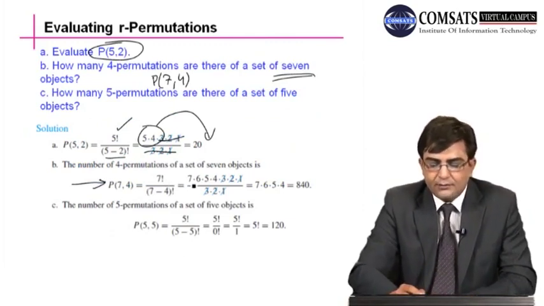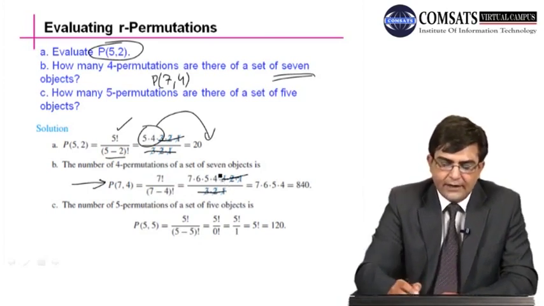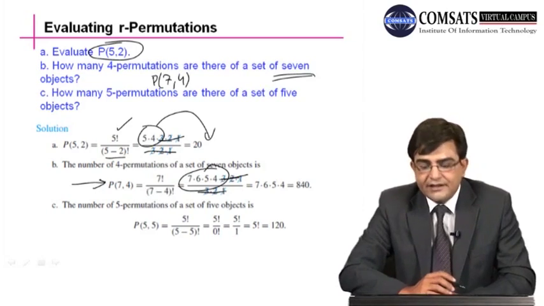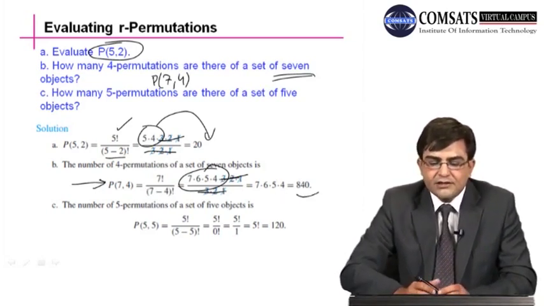7 factorial opens up from 7 6 5 4 3 up to 1, and 7 minus 4 is 3 factorial. So the 3 factorial cancels out with the 3 factorial here, and multiplying these 4 integers we get 840. So 840 permutations are there of a set of 7 objects.